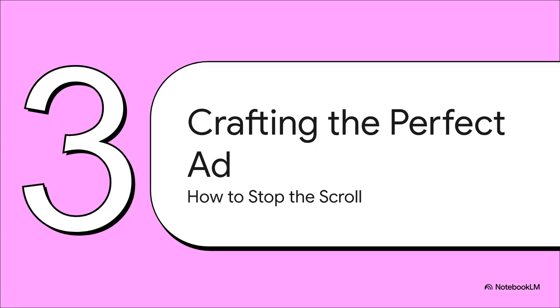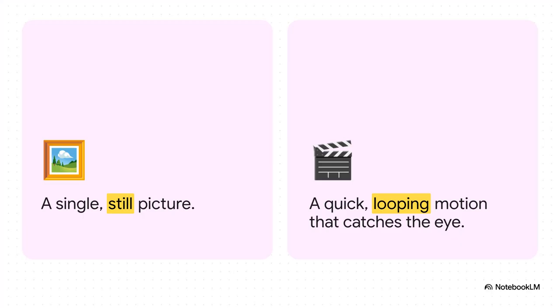Our strategy's set, our audience is locked in. Now for the fun part, building the actual ad. This is your chance to stop the scroll in a super crowded, noisy feed. I mean, think about it. When you're scrolling on your phone, what catches your eye? It's motion, right? Our eyes are just drawn to it. That's why even a simple little GIF can totally blow a static image out of the water. It just breaks that scroll pattern and grabs attention.